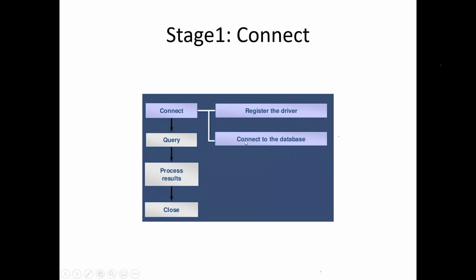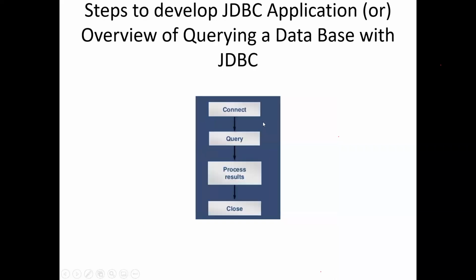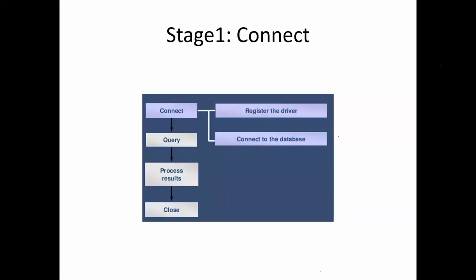Already our aim is to connect to the database. Already we know some queries, how to retrieve the data, how to communicate with the database. With the help of those queries, we will connect to the database. This is the first stage of the steps to develop a JDBC application. With the help of an example also, now we will see. In the connection point of view, first we will register the driver. After that, we will connect to the database.